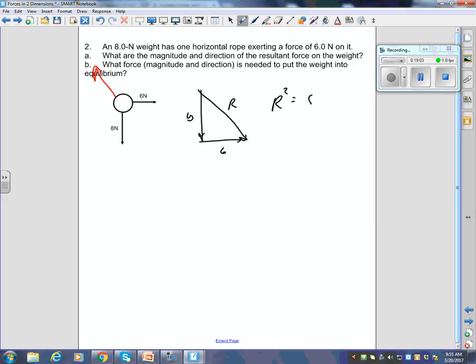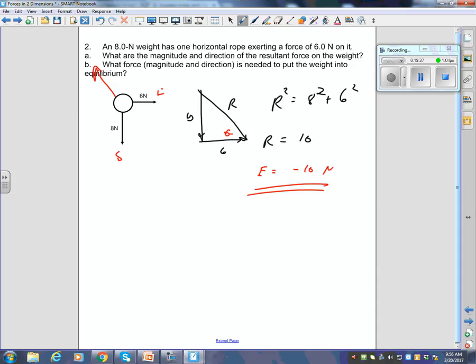R squared is equal to 8 squared plus 6 squared. I can do that in my head. I know it's a 3, 4, 5 triangle, so I think it's 10, am I right? Yeah. Okay. So if it's 10, then the equilibrium would be minus 10. It says magnitude and direction. I guess if you want to assume that this is south and this is east, you could find that angle if you want it, but it really isn't one of those kind of questions. I'm happy with just minus 10.